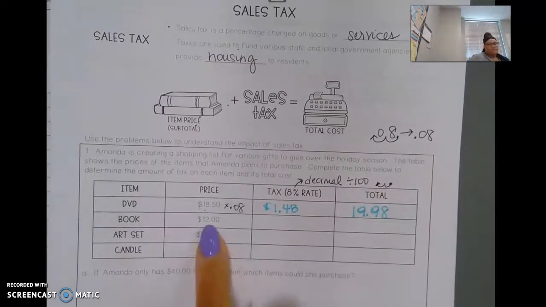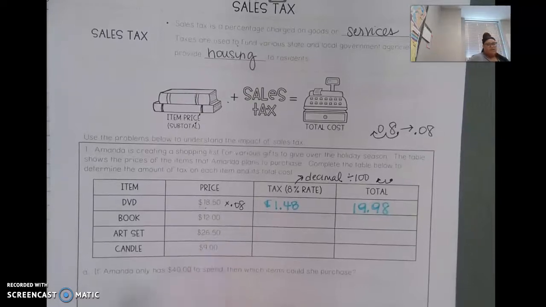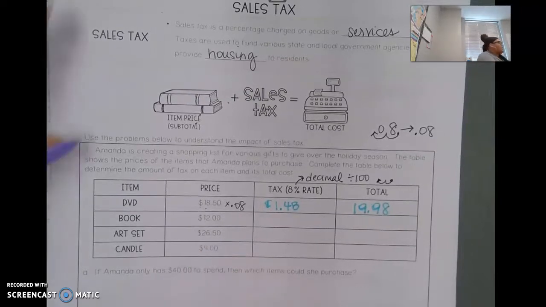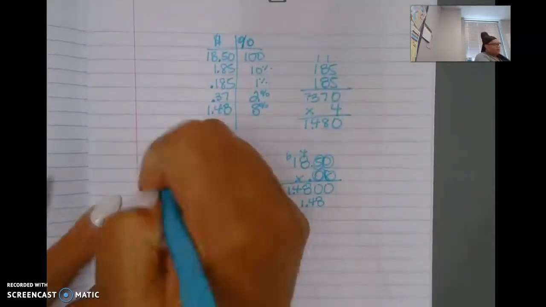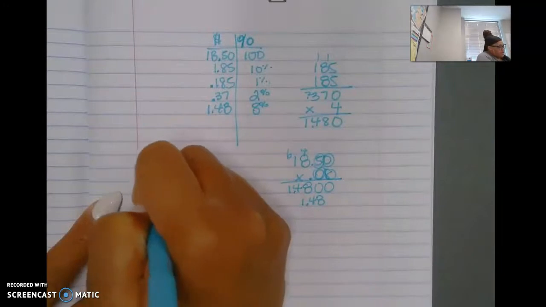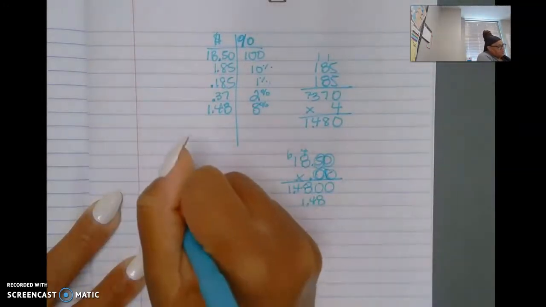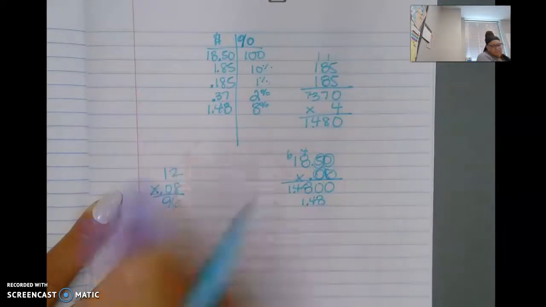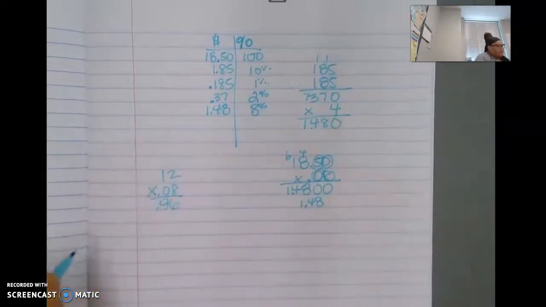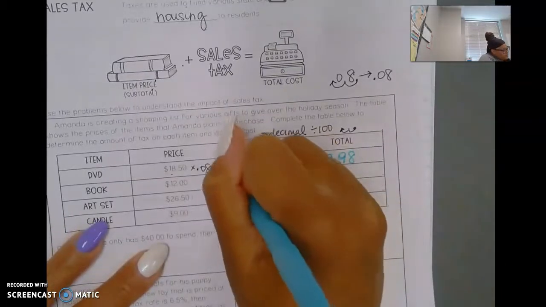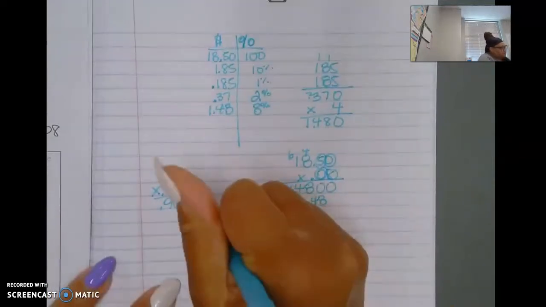Now I would do the same thing for $12, $26.50, and $9. All right, so $12 times 0.08, 8 times 2, this would be 96. That should be a mental math problem, okay? So 96 cents. So that's what I'm going to add to my $12.